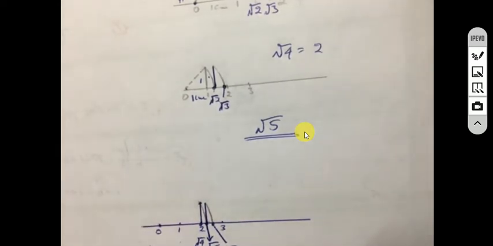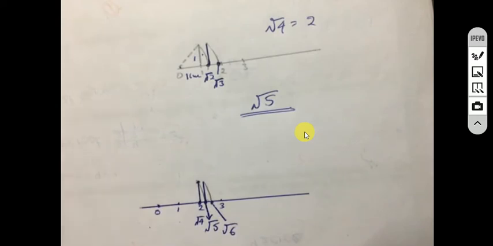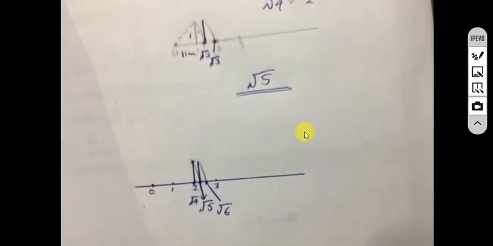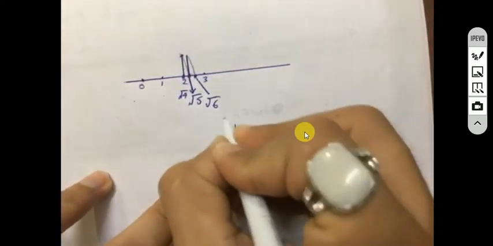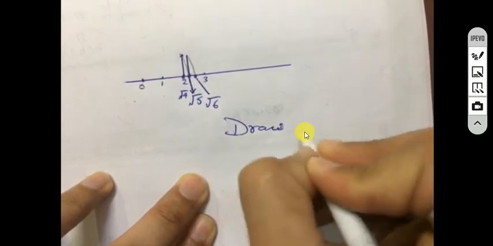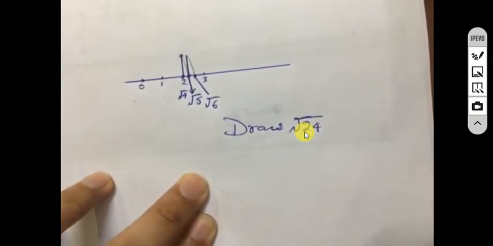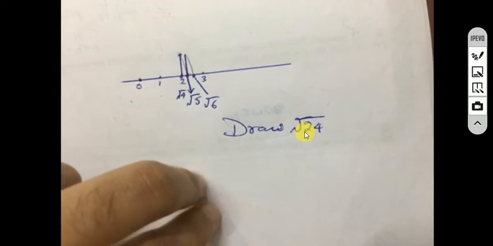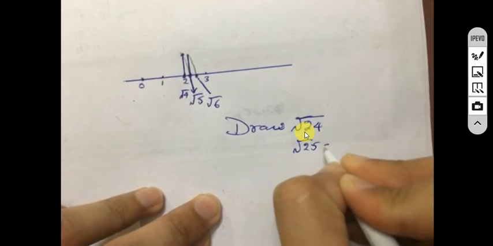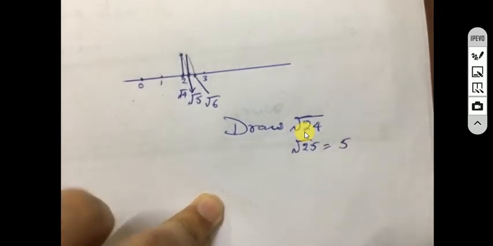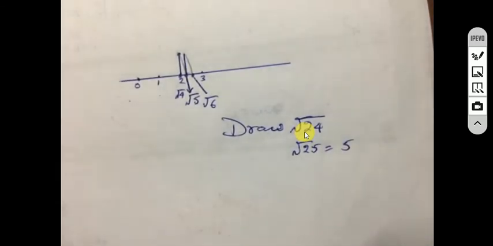Now the question comes, what if you are asked to draw under root 24 on the number line? As you know, the closest perfect square to 24 is 25, and we know under root 25 is equal to 5. So we can say that on the number line, under root 24 will be before the point 5. So let's draw the line first.